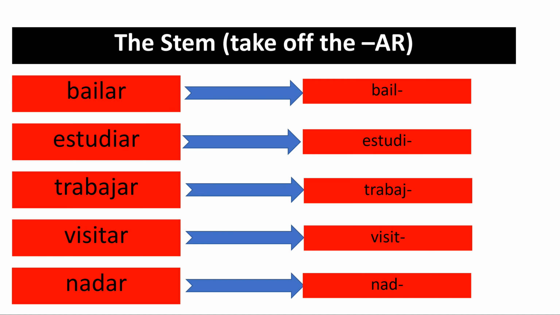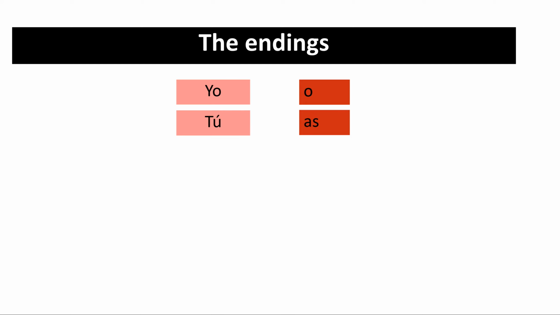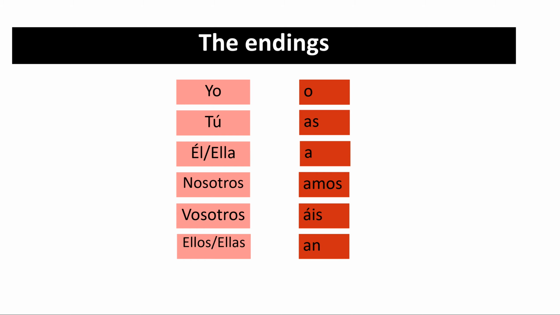Now, a stem by itself doesn't mean anything. You need to add the endings in order to conjugate it properly. So what are those endings? Well, the endings for the present tense for the AR verbs are as follows. The ending for yo is o. The ending for tú, as. The ending for él or ella is a. The ending for nosotros is amos. The ending for vosotros is áis. And the ending for ellos and ellas is an.